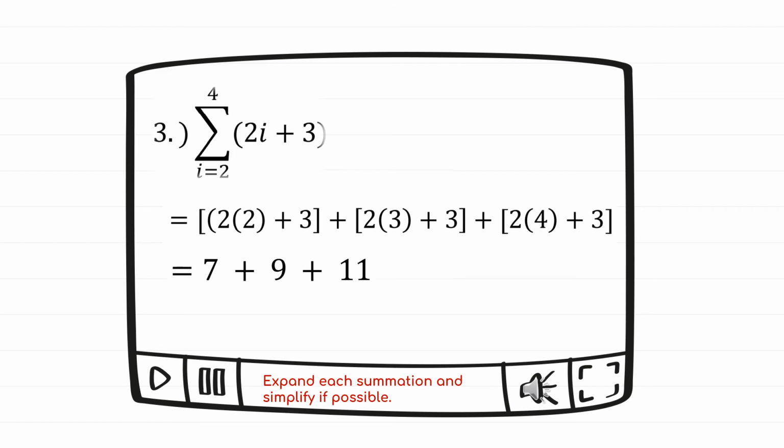Equals, simplify. 2 times 2 is 4 plus 3, that's 7. 2 times 3 is 6 plus 3, that's 9. 2 times 4 plus 3 is 11. 7 plus 9 plus 11 equals 27. Therefore, the summation of 2I plus 3 from I equals 2 to 4 equals 27.